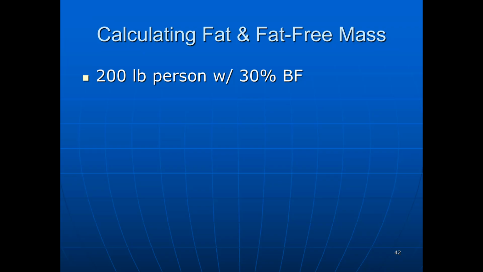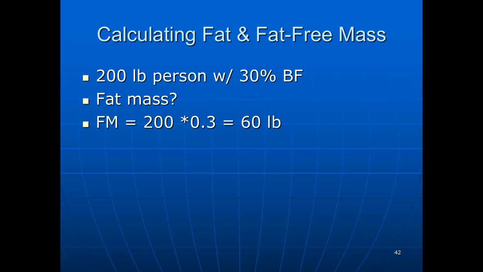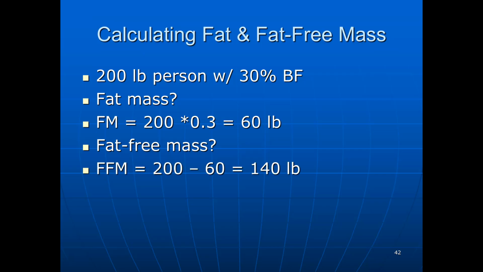If you had a 200-pound person with 30% fat and you wanted to know how much fat mass they had, you would just multiply 200 by 0.3, and that's 60 pounds. So a 200-pound person with 30% fat has 60 pounds of fat. And then how much fat-free mass do they have? Well, we just subtract the 60 from the 200. We're going to assume if it's not fat, it's fat-free mass. So that would be 140. Make sure you can do that simple calculation, calculating fat and fat-free mass.